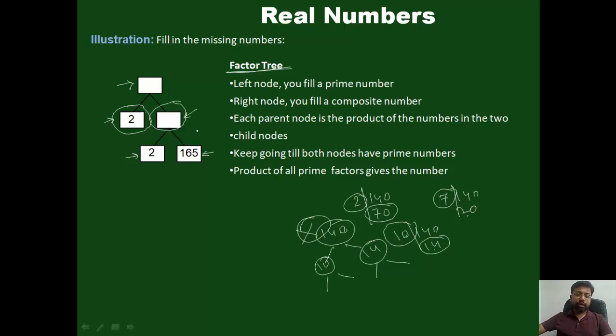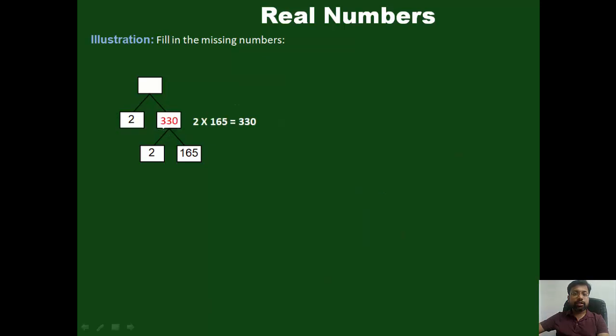So it's okay. So now the rule says that the parent is going to be the product of the two child nodes. So what is going to come in here? In here you have 2 into 165. So you have 2 into 165, which is equal to 330, is going to be filled in this parent node for these two child nodes. And what will come over here? It will be the product of 2 and 330. So 2 into 330 is equal to 660. So you fill in this box as 660 and you complete this partial factor tree over here.